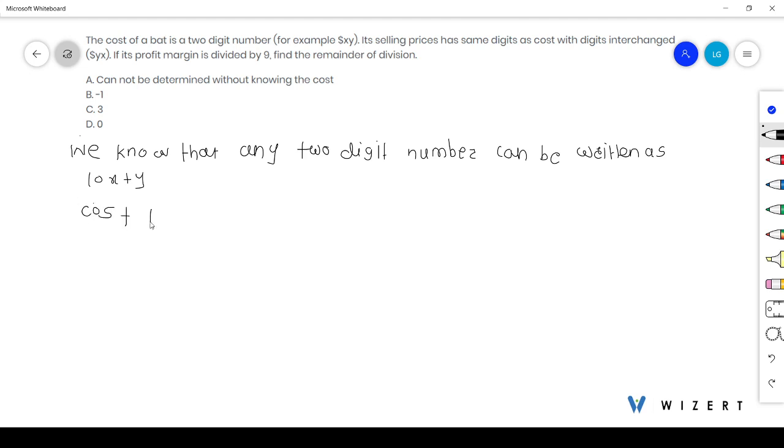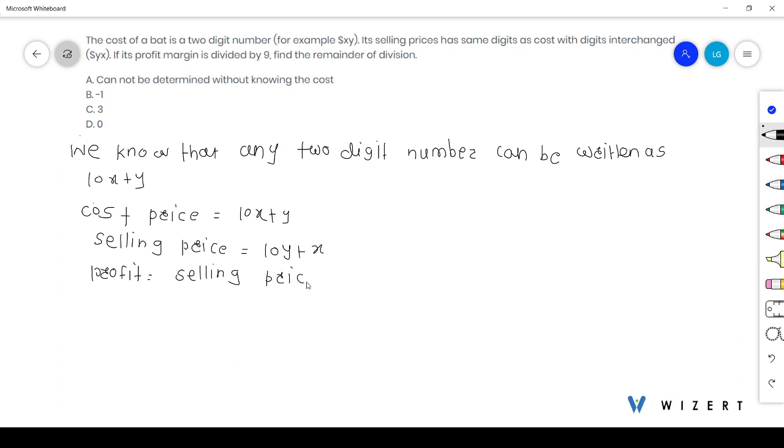As the cost price of a bat is a 2-digit number, it is 10x plus y, and we are given that the selling price has the same digits as the cost with the digits interchanged, so it will be of the form 10y plus x. As we know, profit is given by selling price minus cost price.